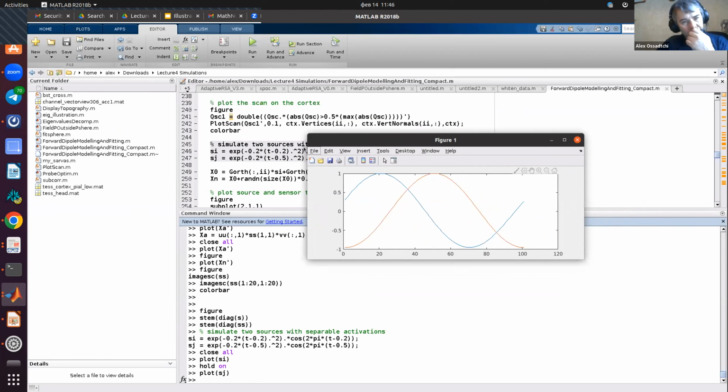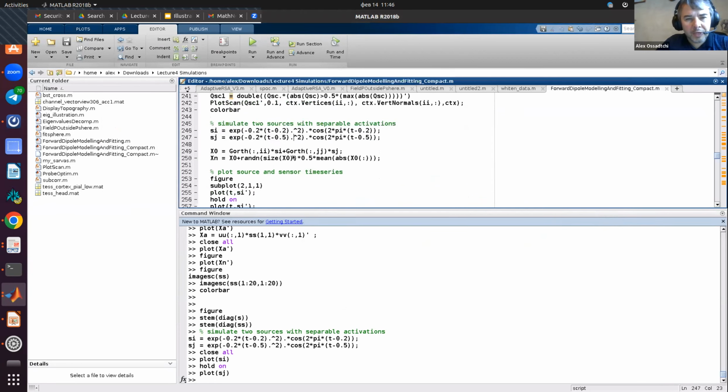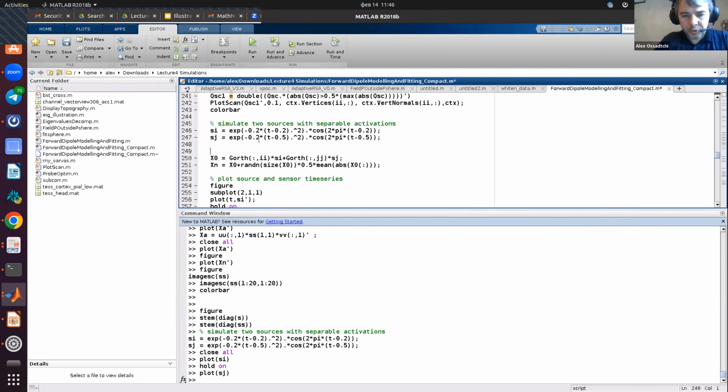The first source is active with this time series, and the second source is active with this time series. And we have the topographies of these two sources, which are stored in the matrix G, orthogonal, and their columns are I's columns and J's columns. In order to make things look exactly the same as before, let's make it this way.